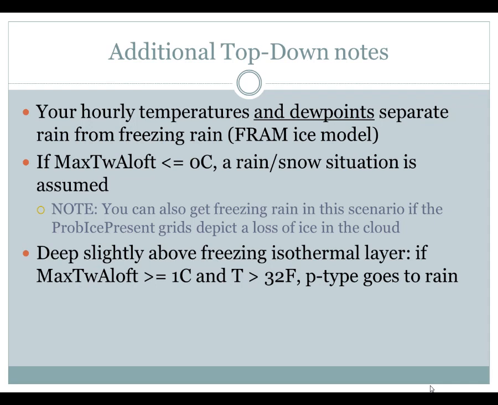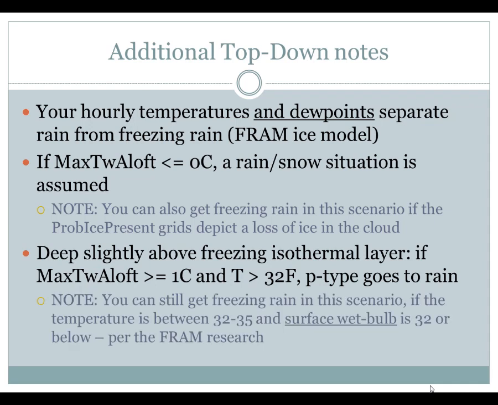So again, some slight modification to the process that you've learned up to this point, and this is again to handle some specific situations. Should note that in these isothermal layer cases you can still get freezing rain, and this goes back to the first bullet above: if your temperature is between 32 and 35 and your surface wet bulb is 32 or below, you're going to get freezing rain. And that's also been observed.